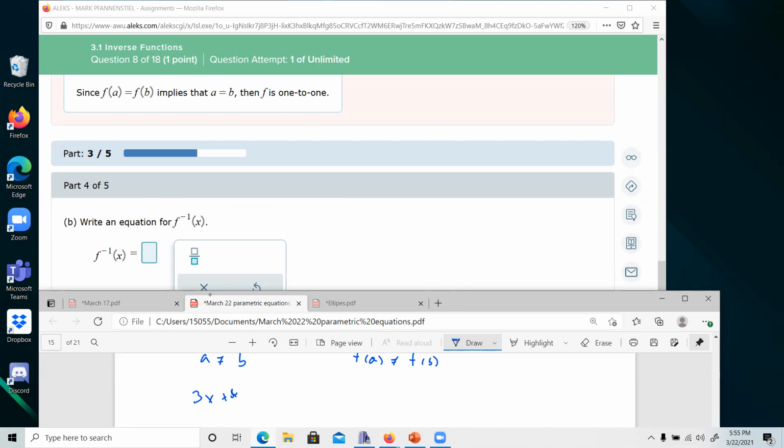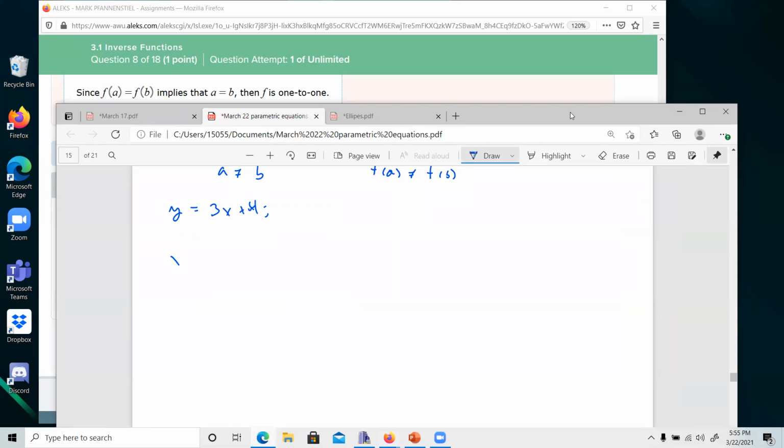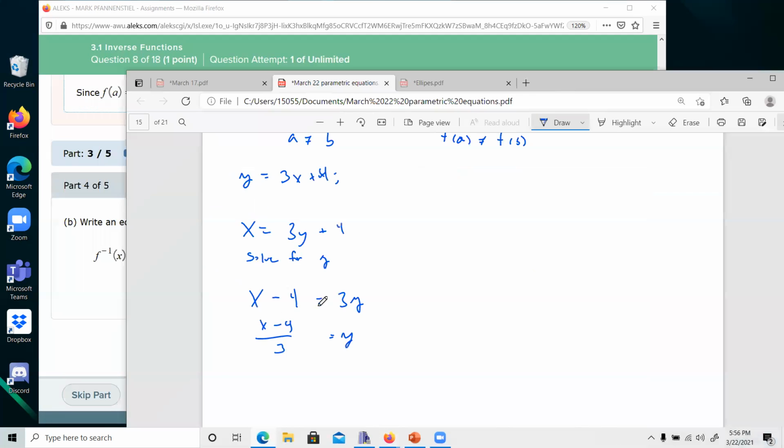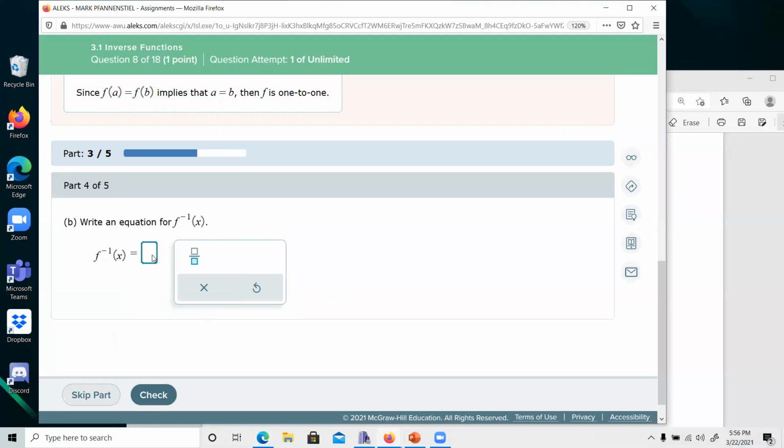3x plus 4, that's equal to y. So let's swap them. If x is equal to 3y plus 4, then we're going to solve for y. So x minus 4 is equal to 3y. Y is equal to x minus 4 all over 3. Okay, so there's our inverse: x minus 4 over 3.